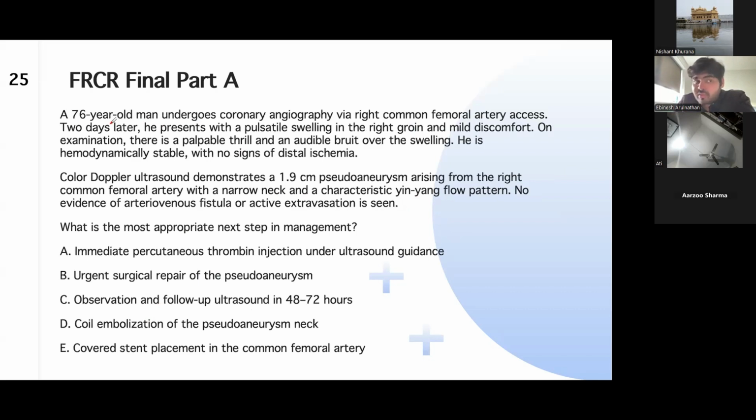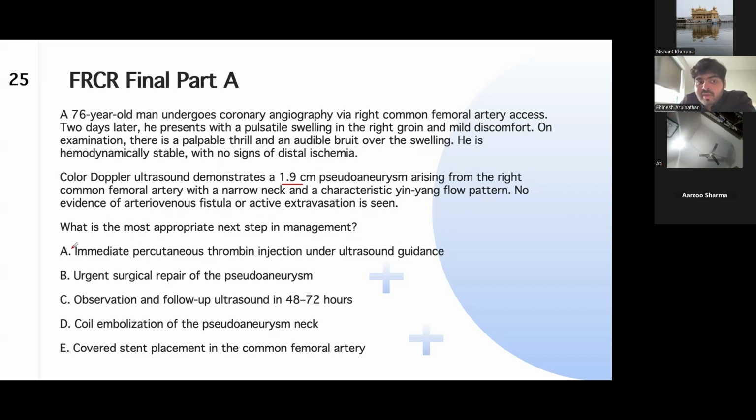So say for example, a question will be something like this. A 76-year-old man undergoes coronary angiography via right common femoral artery. 2 days later, he presents with a pulsatile swelling in the right groin and mild discomfort. On examination, there is palpable thrill and audible bruit over the swelling. He is hemodynamically stable, no signs of distal ischemia. Color Doppler ultrasound demonstrates 1.9 centimeter pseudoaneurysm arising from the right common femoral artery with a narrow neck and characteristic yin-yang flow pattern. No evidence of arteriovenous fistula or active extravasation seen. What is the most appropriate management?